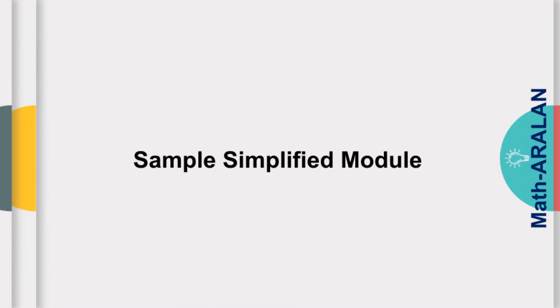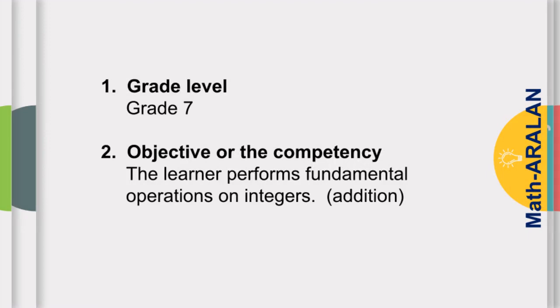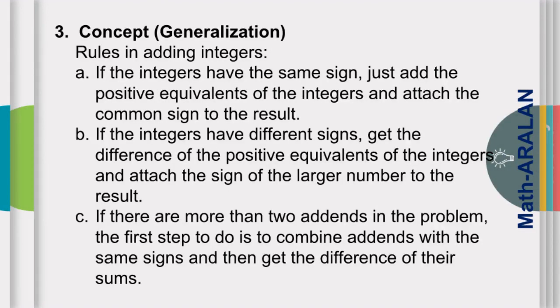This was taken from the TG and LM of grade 7. I downloaded the TG and LM for grade 7 from a certain website. This simplified module is intended for grade 7 students. The focus of this simplified module is for the learner to perform addition of integers. The rules in adding integers are presented in this part of the simplified module. It was taken from the TG and LM for grade 7.